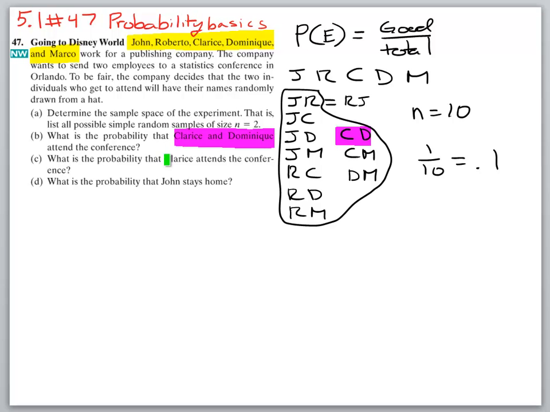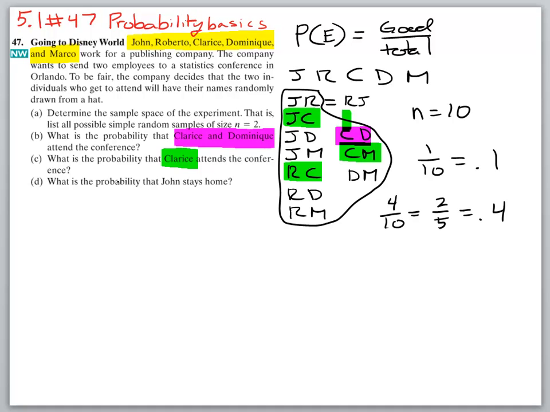What is the probability that Clarice attends the conference? So now just Clarice attends the conference. Well, here's John and Clarice, here's Roberto and Clarice, here's Clarice and Dominique, this one is also them, and this one. So there's our 4 of them. So 4 out of 10, which we would reduce to 2/5, or we would just write it as 0.4.